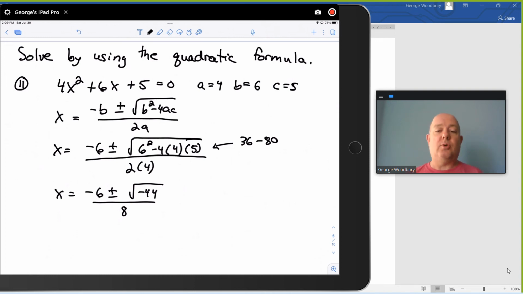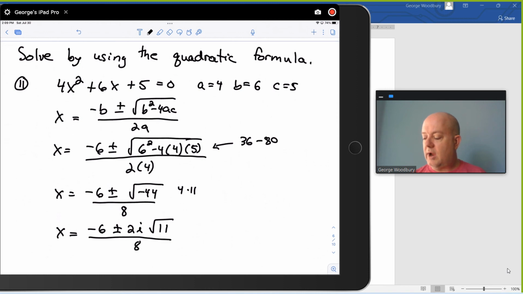First, notice the negative sign. We're going to have to pull out an i. Also notice that 44 equals 4 times 11, and we know that the square root of 4 is 2. So that gets us to x equals negative 6 plus or minus 2i square root 11 all over 8. And by the way, again, that 2i comes from the square root of 4 being 2, and because it was negative, it's 2i.